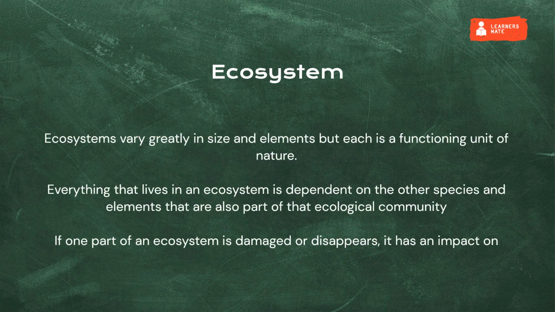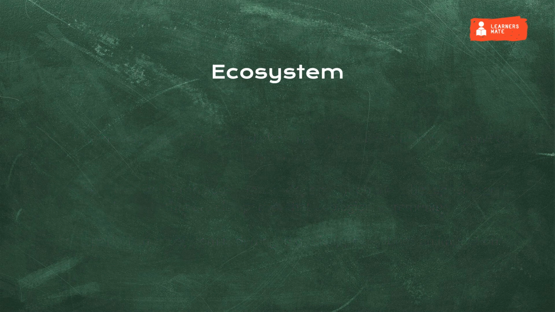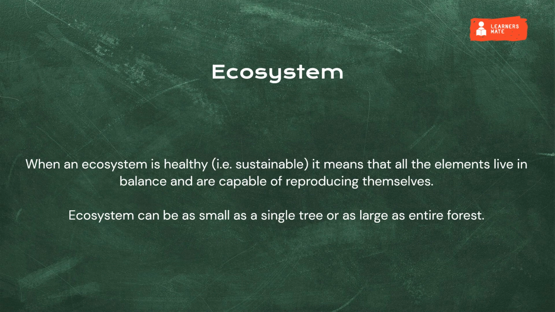Ecosystems vary greatly in size and element, but each is a functioning unit of nature. Everything that lives in an ecosystem is dependent on the other species and elements that are also part of the ecological community. If one part of the ecosystem is damaged or disappears, it has an impact on everything else. When an ecosystem is healthy, it means that all the elements live in balance and are all capable of reproducing themselves. An ecosystem can be as small as a single tree or as large as an entire forest.